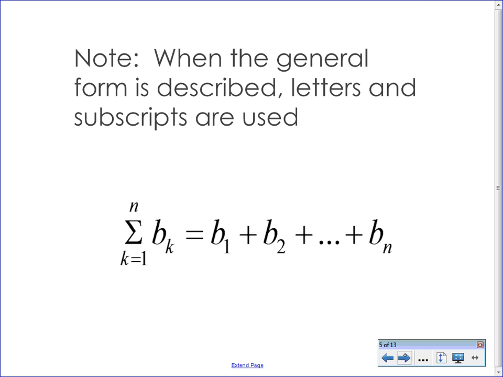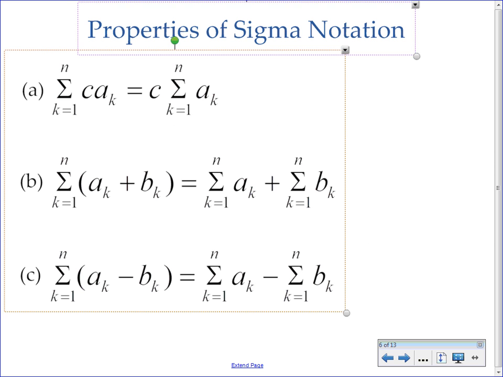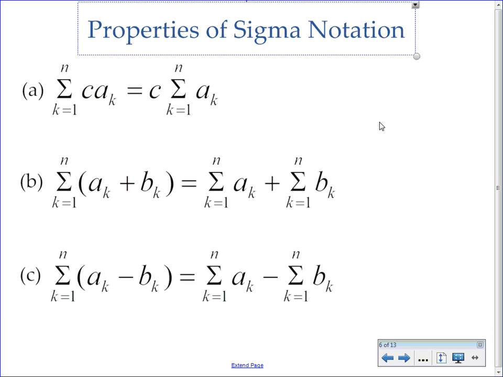Okay, let's talk about some properties. If we have a constant inside of our sum, we can pull it out and multiply it later. Does that seem reasonable?